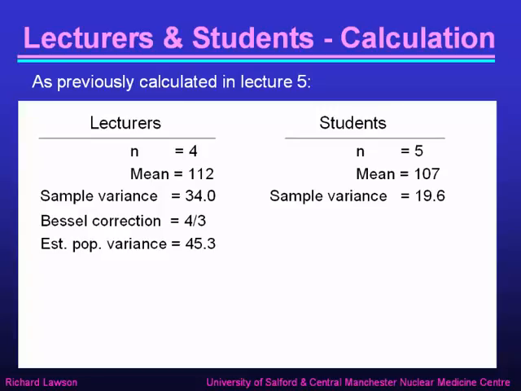So we multiply the sample variance of 34.0 by 4 over 3, and that gives an estimated population variance of 45.3. We do the same thing for students. The Bessel correction is 5 over 4, so the estimated population variance is 19.6 multiplied by 5 over 4, which comes to 24.5.